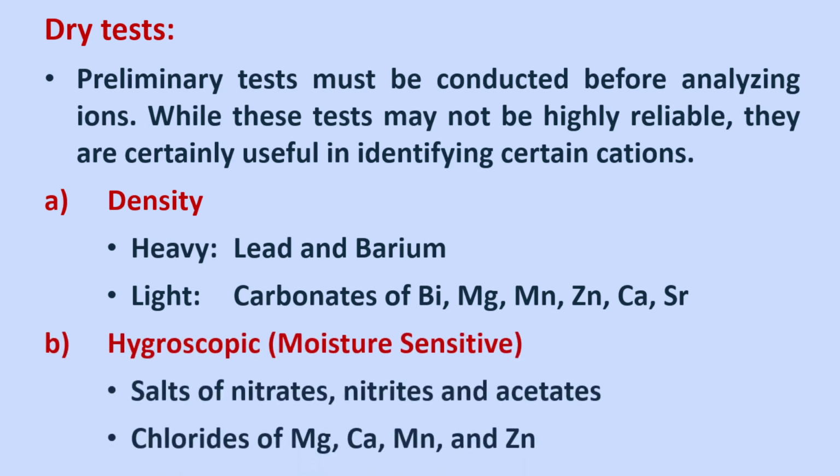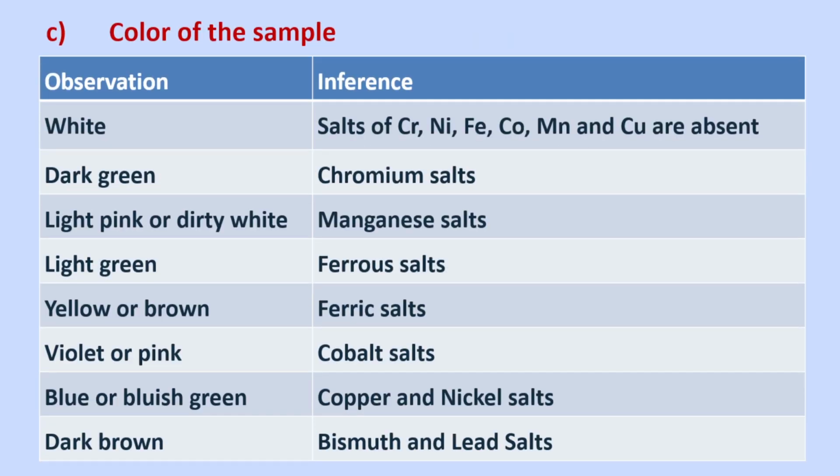The second test is to determine whether the sample is hygroscopic, that is, moisture sensitive. If it is, then it may be a salt of nitrate, nitrite, acetate, or chlorides of magnesium, calcium, manganese, or maybe zinc. The third is color. I have provided a table outlining the possible radicals based on the sample's color. If the sample is white, then the salts of chromium, nickel, iron, cobalt, manganese, and copper are absent. You can refer to the table for a quick reference of the observed color and their corresponding interference.